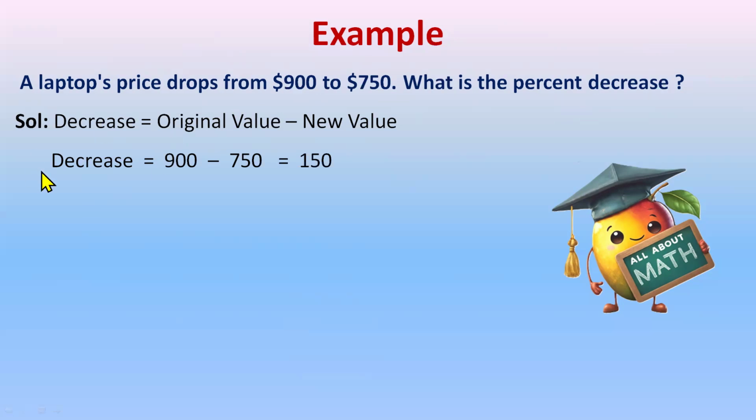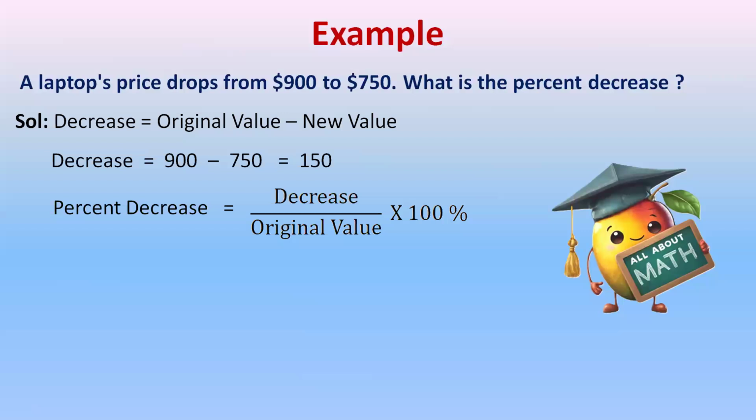We have the decrease. Now let's apply the percent decrease formula, which is decrease by original value multiply 100%. Now the decrease is 150. Let's put the values here. 150 by, and the original value is 900. 150 by 900 multiply 100%.